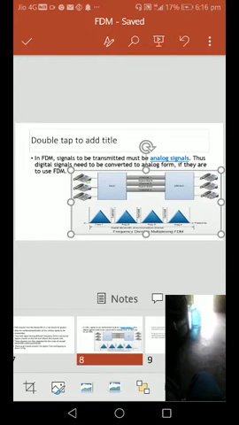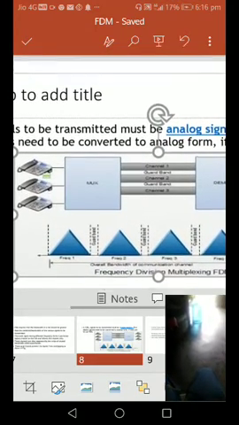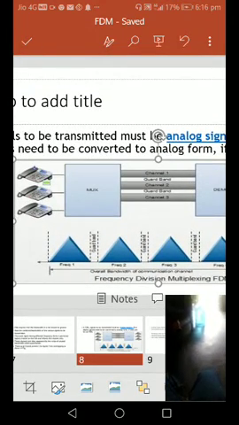Each carrier frequency is added with the message frequency, giving positive and negative components. Then the first and second frequency bands are added to form a bandwidth, and the guard band is added here.